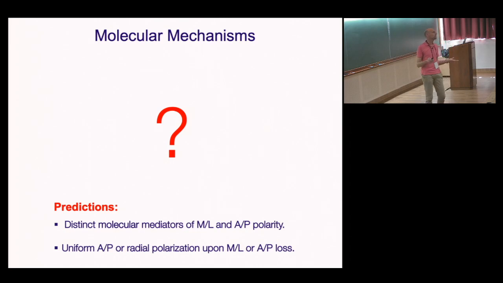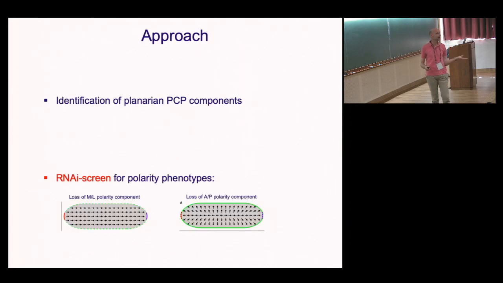Or, we should have loss of AP polarization and radial orientation of the cilia if the AP component were missing. Now, in order to find the molecules that do this, we used the standard molecular biology approach. We first went into the planarian genome that we sequenced, and we simply asked, what components of the known PCP machineries can we find in planarians? And there the answer is that pretty much all the PCP components that are known from Drosophila or from vertebrates are also found in planarians. This in itself is not very surprising, because these standard molecular mechanisms get reused over and over again in evolution, so you find them in all animals.